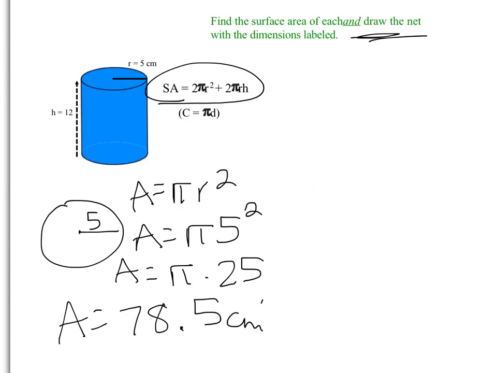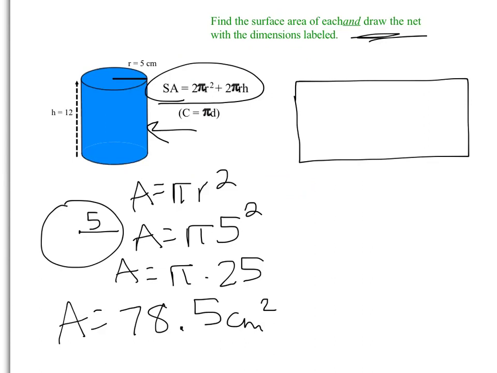78.5 centimeters squared. Now let's talk about this rectangle that makes up this whole space around the cylinder. It would be a rectangle, like I said, with a soup can label, and the height of my rectangle would be 12. But what would this length, or this base, be? If you think about it, that's the distance around this circle. So that's where circumference comes in.